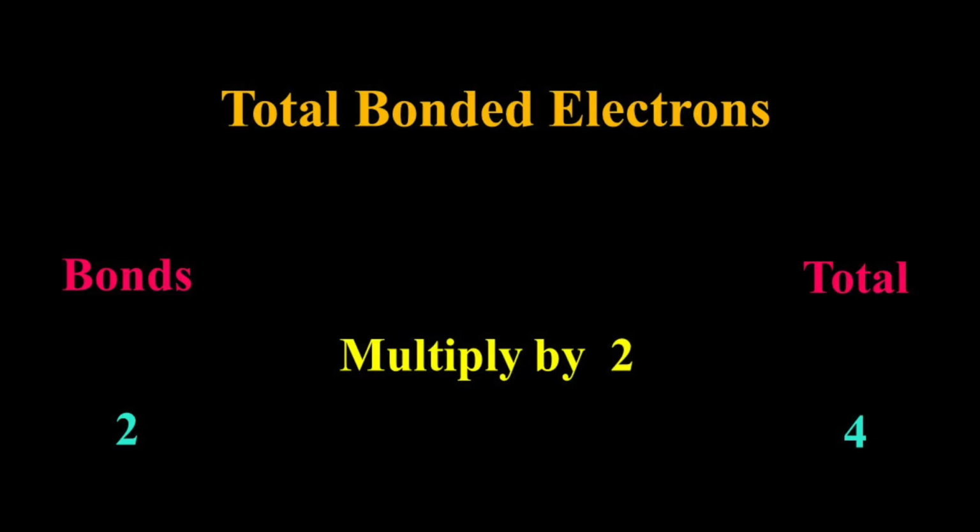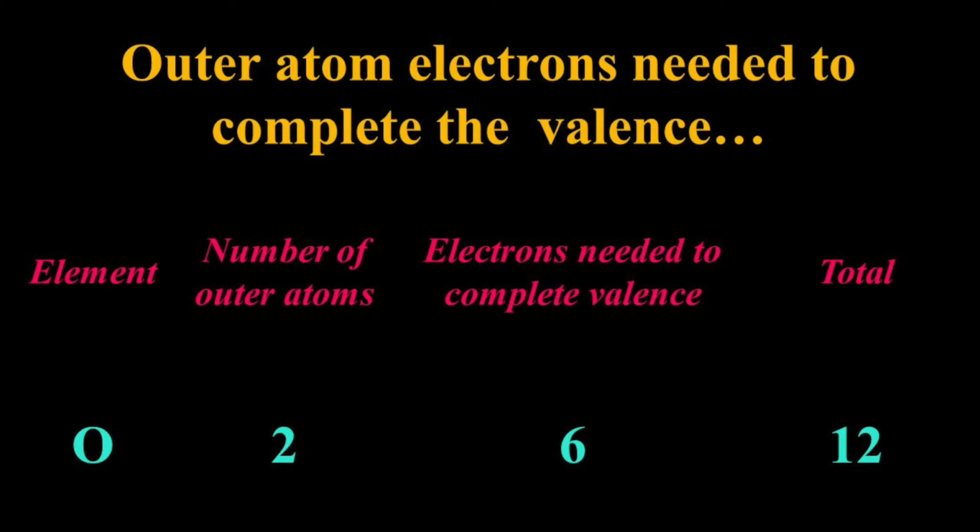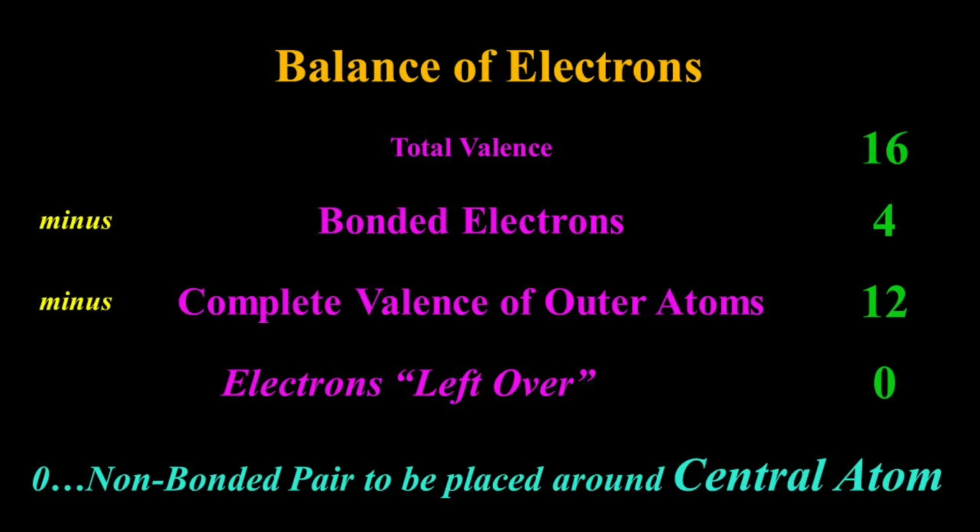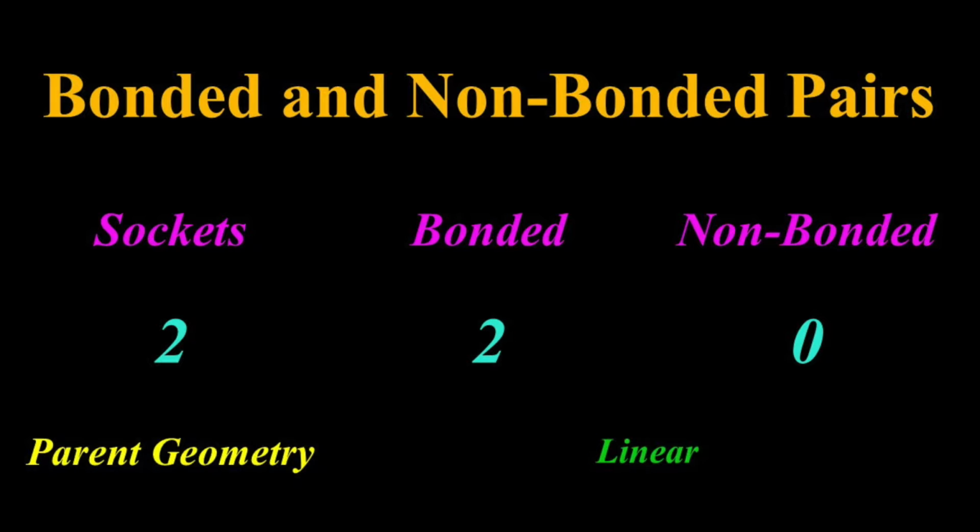So you're going to subtract off 4 because of 2 bonds. So 16 minus 4. And then you additionally have two atoms, each needing 6 additional electrons. So that's 12. So you'll have how many left over? So you have 4 electrons from bonding, 12 from completing the valence, so you'll have 0 left over. So you'll have 2 sockets, 2 bonded, non-bonded is 0, so the parent geometry will be linear.